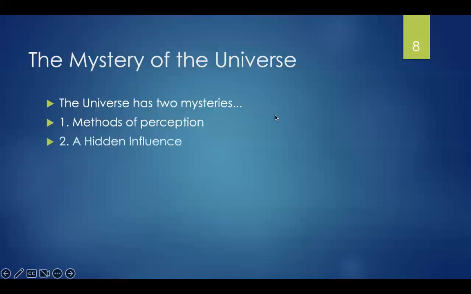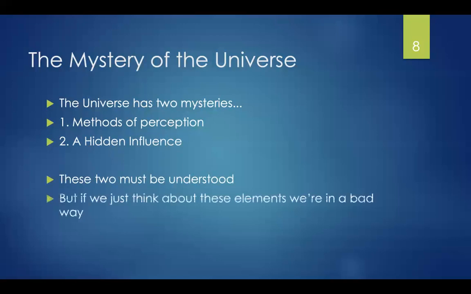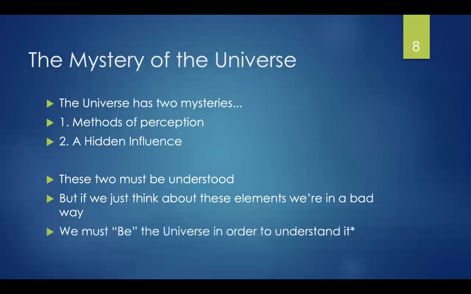Okay, and then he mentions a hidden influence. These are the two key mysteries that he speaks about in this particular extension course. He says these two must be understood. But he says if we just think about these elements, we're in a bad way. So if we're studying the universe, meaning mathematics, science, physics, chemistry, astronomy, cosmology, astrophysics, botany, biology, if we're just studying these subjects to think about them, then we're in a bad way. That's the wrong way to look at this. He says we must be the universe in order to understand it.